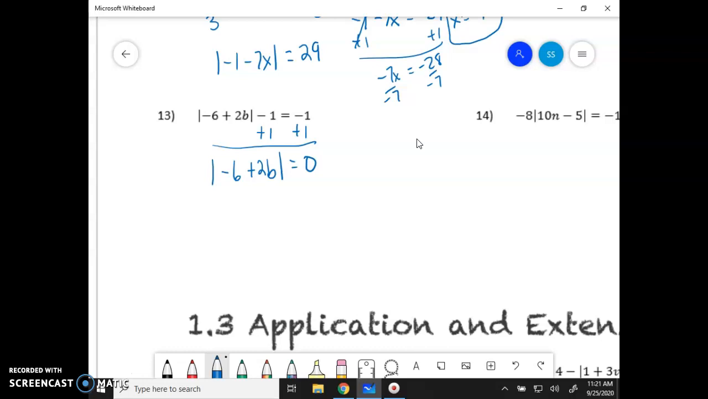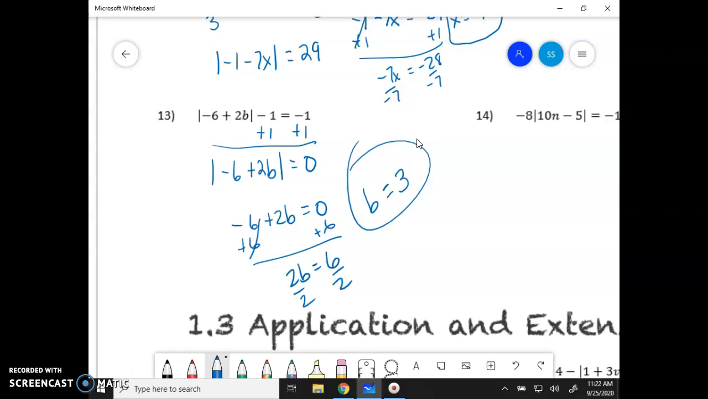All right, so we can just go ahead and remove the bars here. We're going to get 6 plus 2b is equal to 0. We just have to do this once because there's no positive 0 or negative 0. We can just do this once. All right, so we're just going to subtract 6 on both sides. 0 minus 6 is negative 6. Divide by 2, and you get b is equal to negative 3. So we only have one answer there for 13. That's a pretty rare case. I don't think I have any like that on the test.